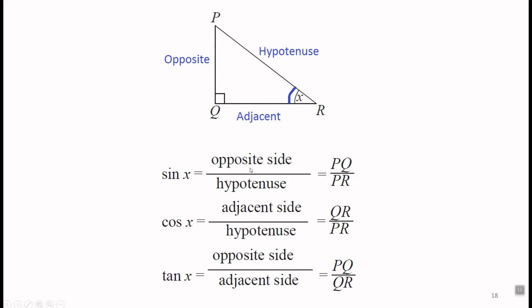Sin X equals opposite divided by hypotenuse. Cos X equals adjacent divided by hypotenuse. Tan X equals opposite divided by adjacent. These are the definitions related to trigonometry.